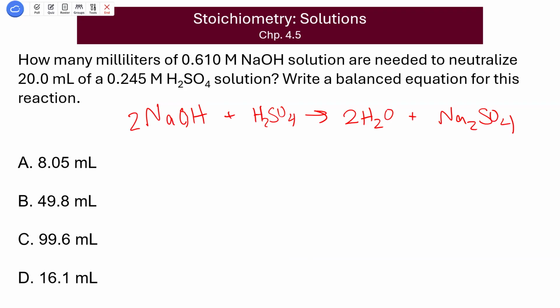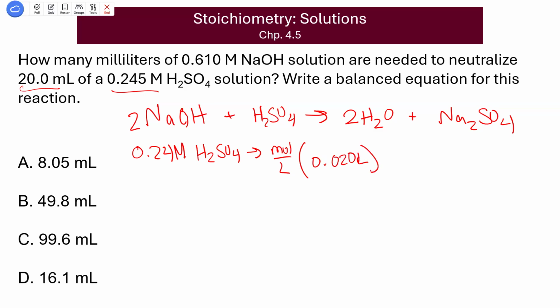The thing to note here is that we now have a volume component and we have a molarity component, or a concentration. So in order to get to moles of solution, we need to use the molarity of H2SO4, which is moles over liter. And we'll multiply this by the 20 milliliters, which is 0.02 liters of solution. And we get 0.0049 moles of H2SO4.